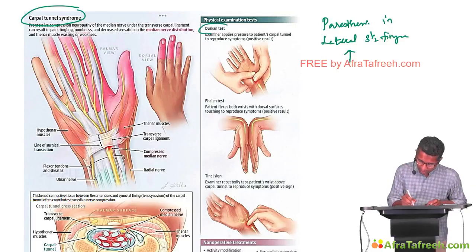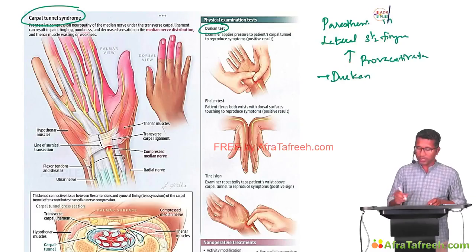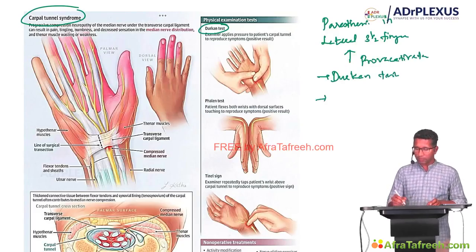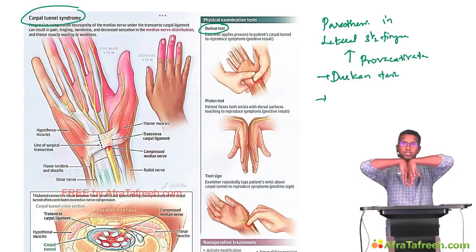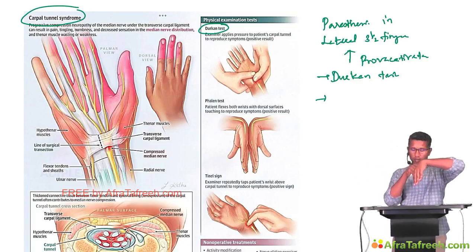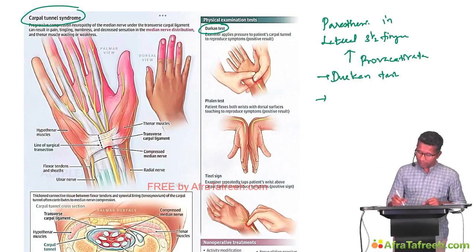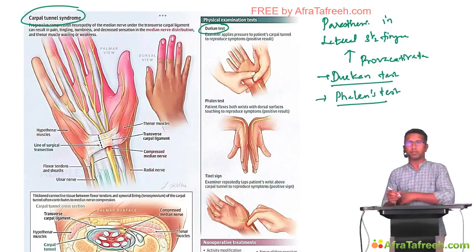That test is called Durkan's test. Durkan's test is one provocative test. You ask the patient to keep the wrist in palmar flexion. When you keep the wrist in palmar flexion, again the carpal tunnel gets compromised, so the paresthesia worsens. This is called Phalen's test. Durkan's test and Phalen's test are important tests.